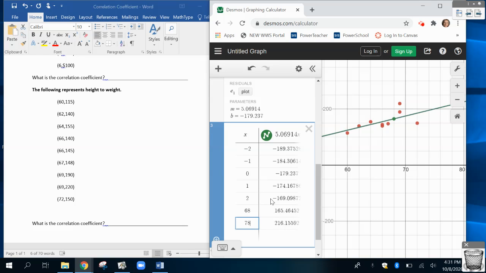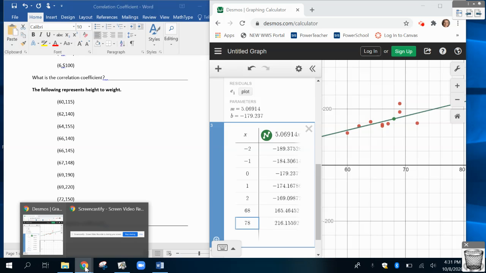Okay, so this is just a tool and a resource that we can use mathematically to look at statistics, to see what type of relationships things have, and then make predictions for future values.